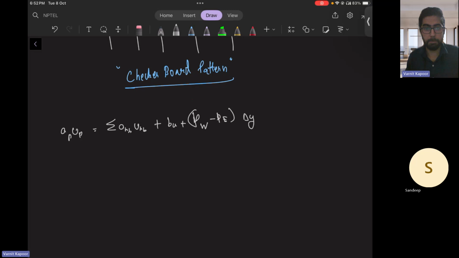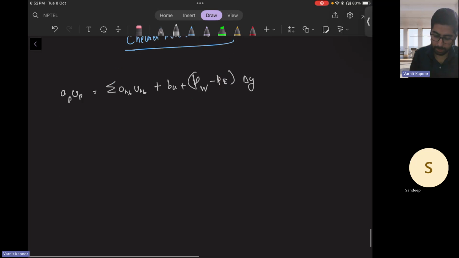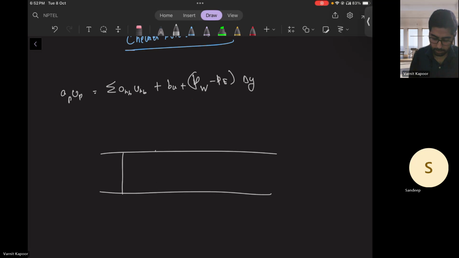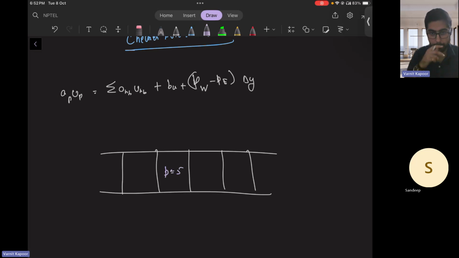So if you assume a cell P, again make a grid. This is your grid. So your cell under consideration is this. Here P is 5, suppose. Then here P is 10. Here P is again 10. Here P is 5. Here P is 5. So your cell under consideration was this, suppose.